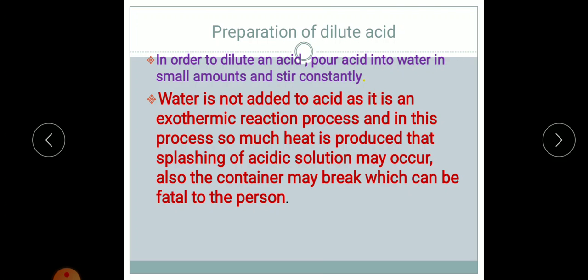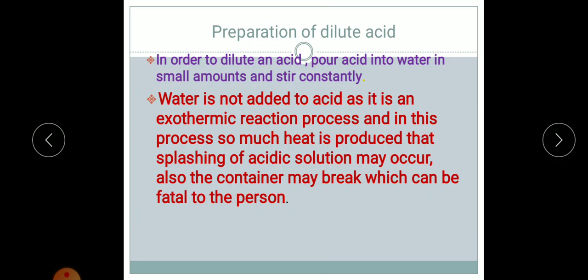So what you need to do is pour acid into water in a small amount, not a very large amount at one time. In a small amount, slowly, and stir it constantly. Now, remember that water is not added to acid. Acid is added to water, as it is an exothermic process, and in this process so much heat is produced that splashing of acidic solution may occur. Also, the container may break, which can be fatal to the person.